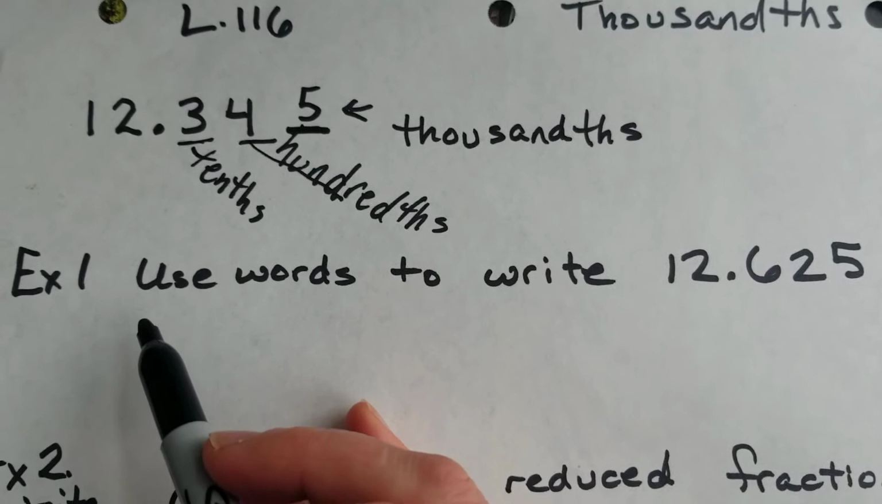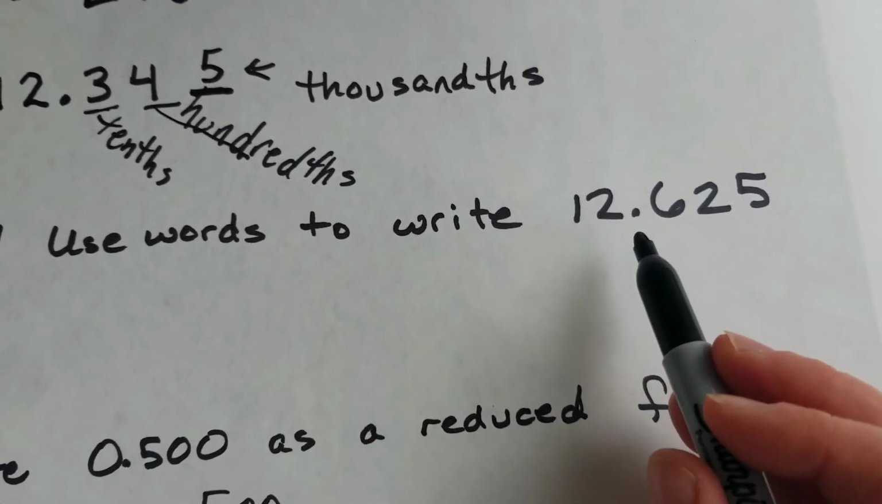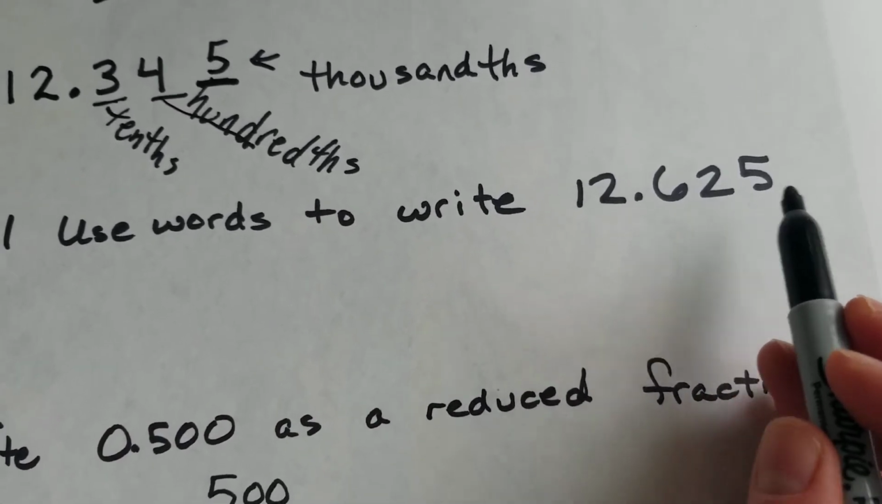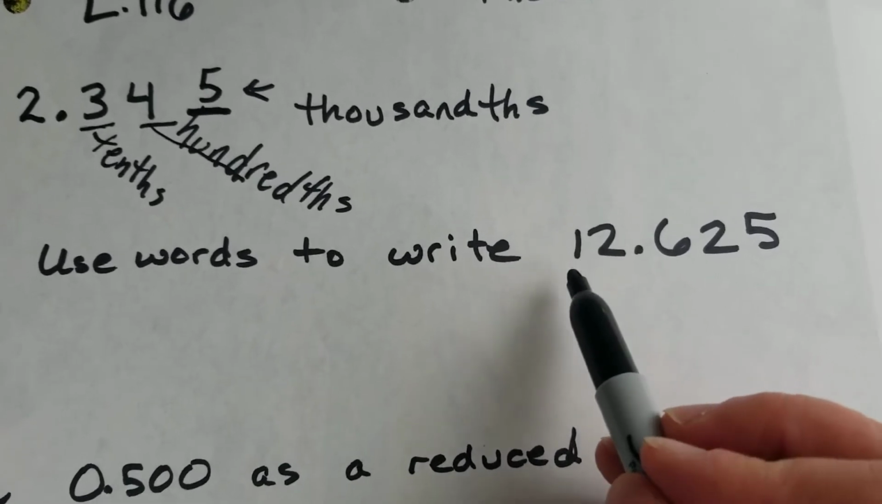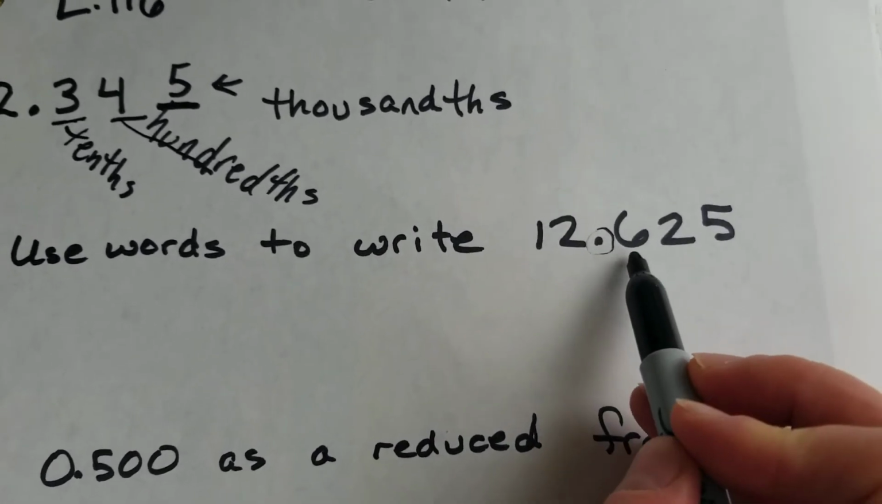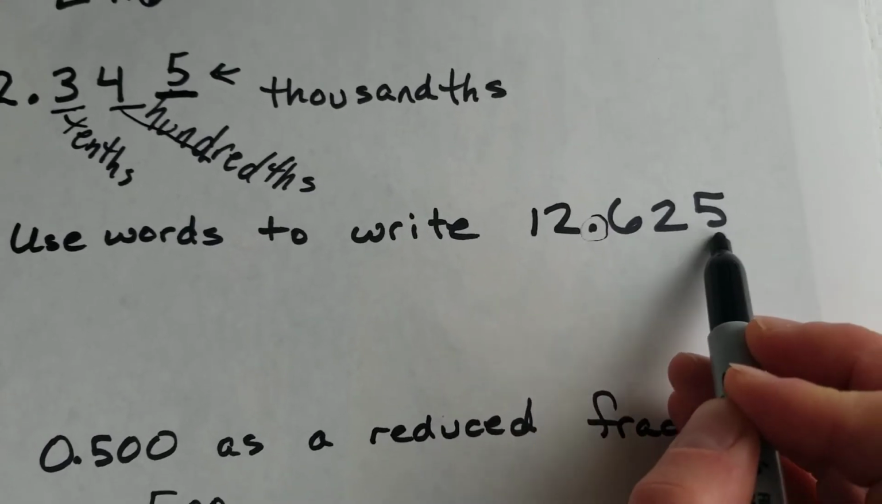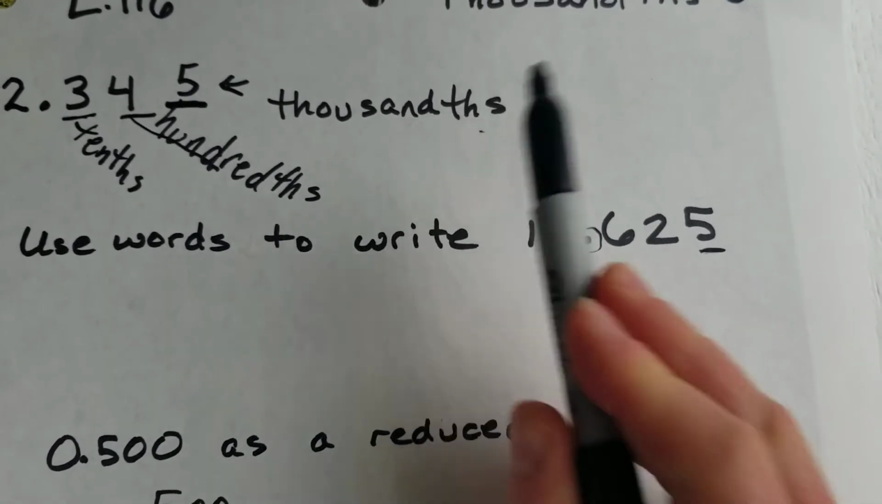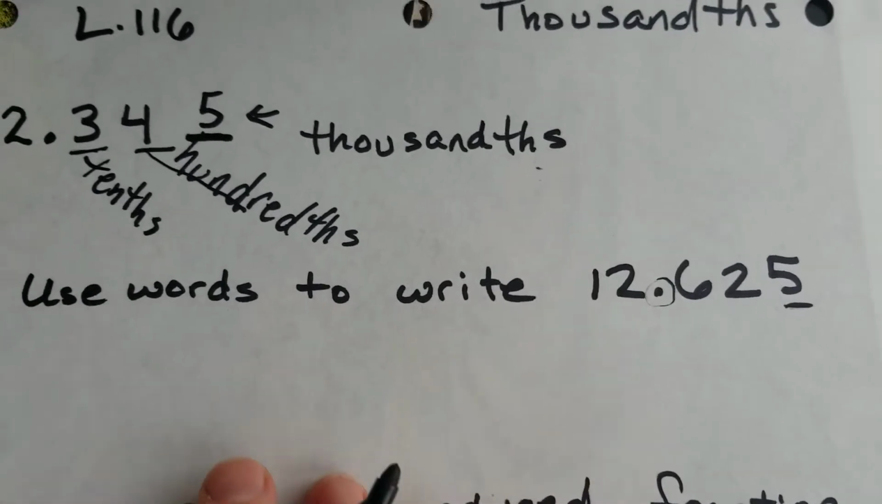So in example 1, they want you to use words to write 12, the decimal point, 6, a 2, and a 5. So we would say this is 12. Remember, our decimal point is "and." This number is said 625, and the 5 is in that thousandths place. So let's write that down in words.